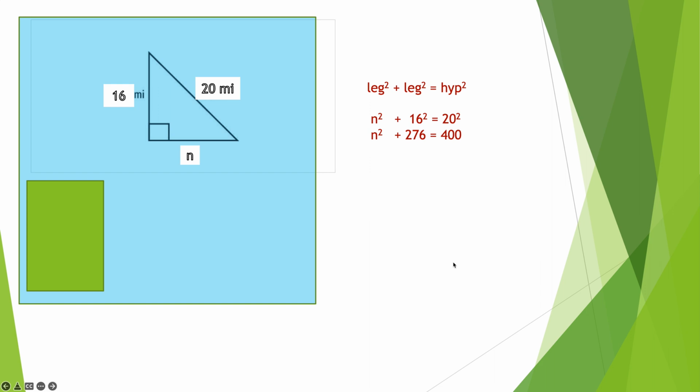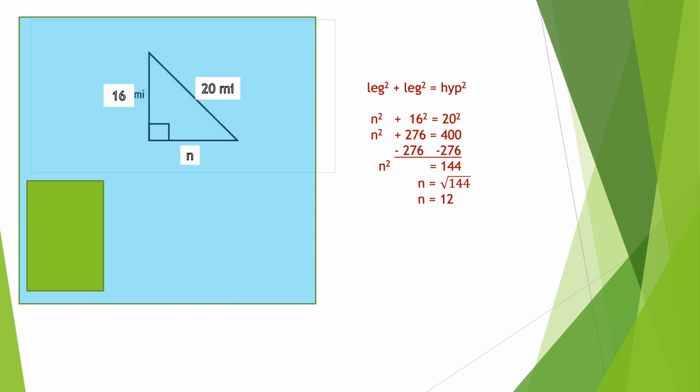Hit that button on your calculator. 256 equals... 20 squared is 400. Subtracting 256 from both sides, n squared is 144. Square rooting that, n is 12. So the missing side in this one is 12.